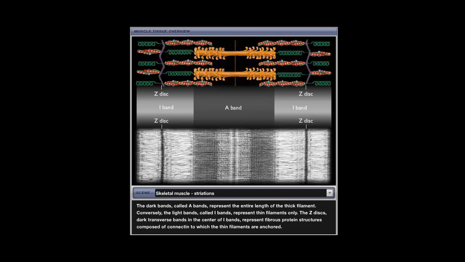Cardiac muscle is found only in the walls of the heart and is under involuntary control.